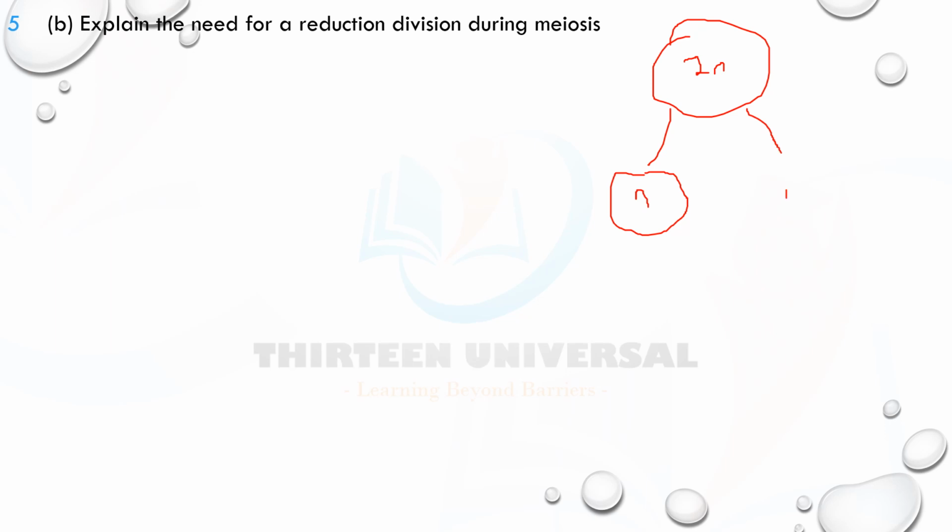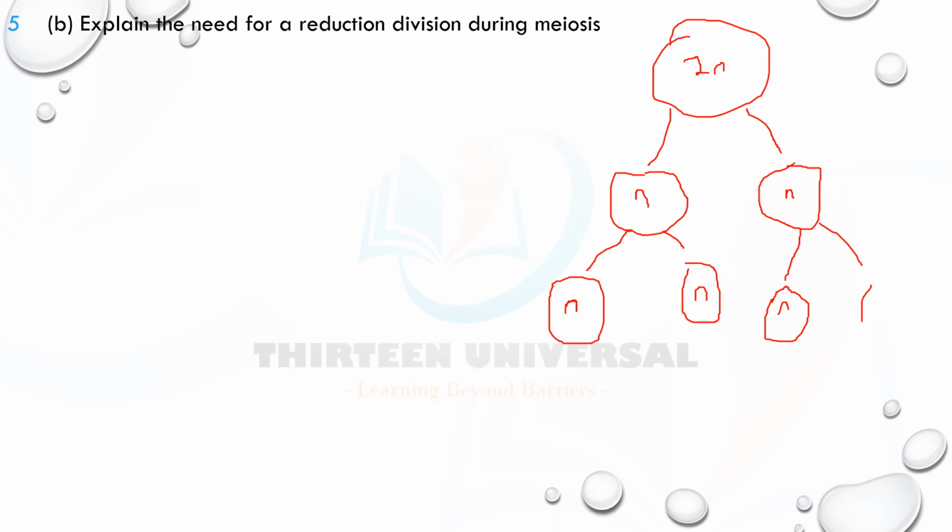Remember that meiosis occurs during gamete formation. The gametes are haploid, right? This is also going to divide again to give us, since there are 2 divisions, something like this: 4 haploid cells, and they're all sex gametes. So that's 2 divisions.